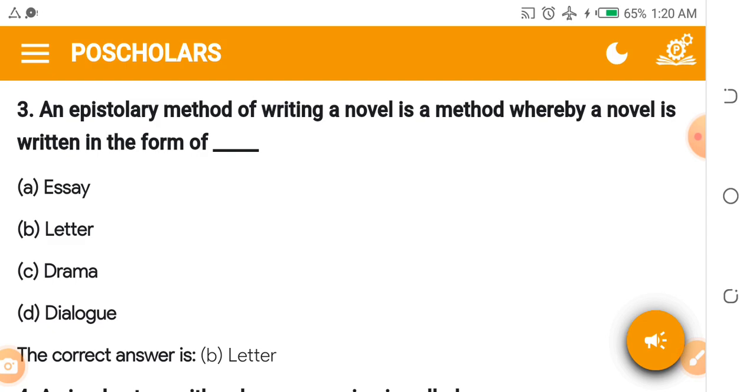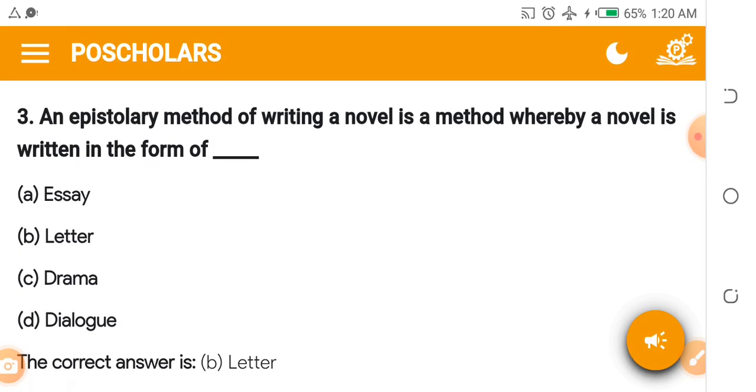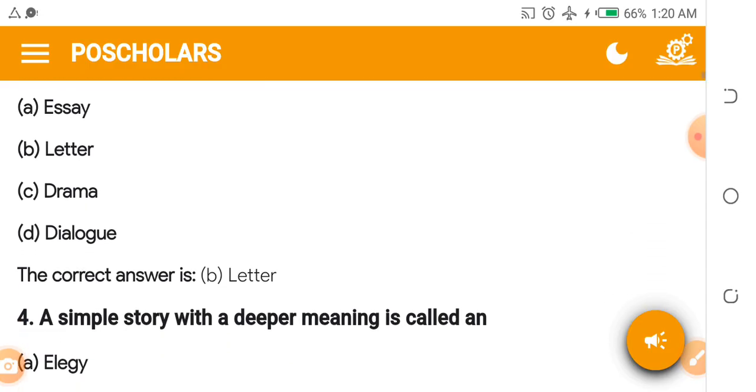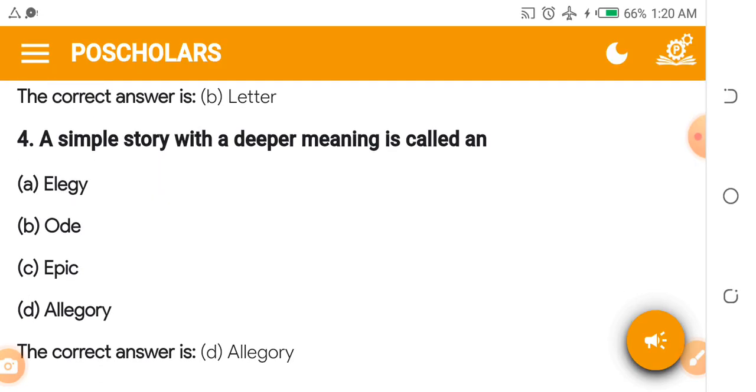An epistolary method of writing a novel is a method whereby a novel is written in the form of dash. A. Essay. B. Letter. C. Drama. D. Dialogue. The answer actually is letter. Remember, the letters that Paul wrote in the Bible are called epistles of Paul. So letters are also called epistles. So when a novel is written as a letter, I know of a novel written in such a way that a mom is writing a letter to her son, or a dad is writing a letter to his unborn child. These are all epistolary methods of writing novels. Are you still with me?